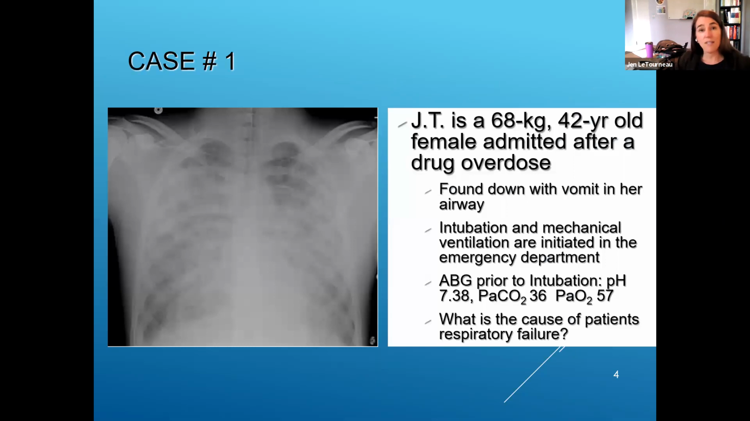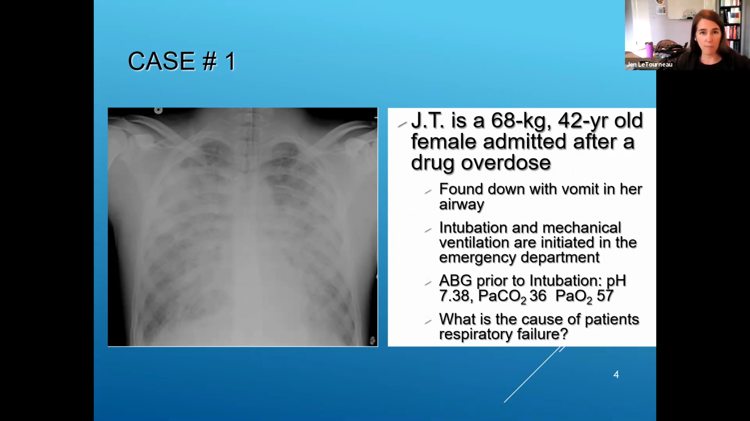So a case that you may see during your residency here: 68 kilogram, 42-year-old female admitted after a drug overdose, found down with vomit in her airway. She was intubated and had mechanical ventilation, all started in the emergency department and then admitted to the ICU for your excellent care. Blood gas prior to intubation: pH 7.38, PaCO2 36, PaO2 of 57.